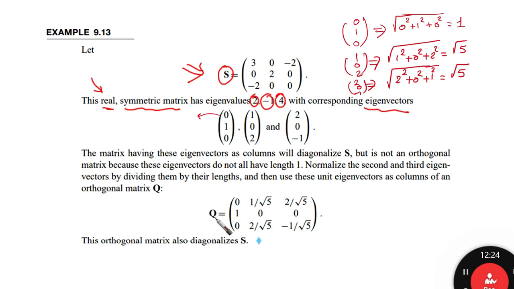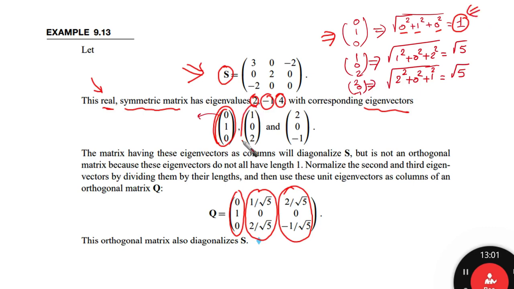This Q should always have columns that are unit eigenvectors of the original matrix. Here the first eigenvector is (0, 1, 0). What is the magnitude of it? What is the length? The magnitude is 0 squared plus 1 squared plus 0 squared, which equals 1. So this eigenvector is a unit vector because its magnitude is 1.